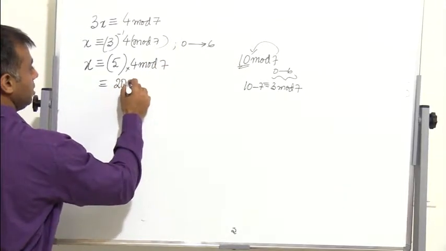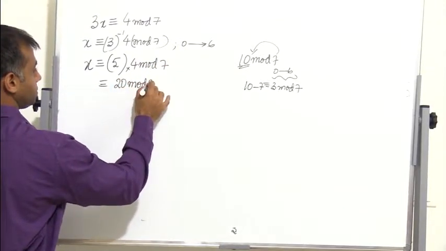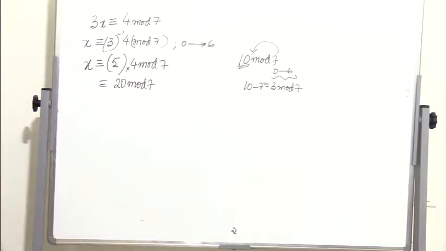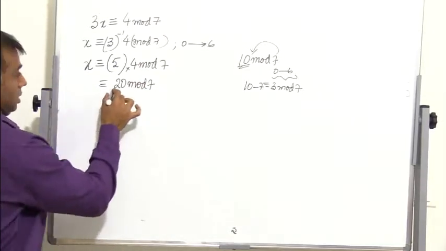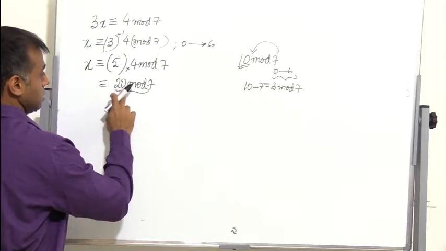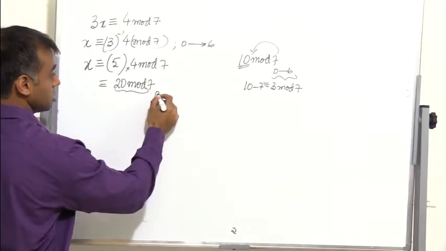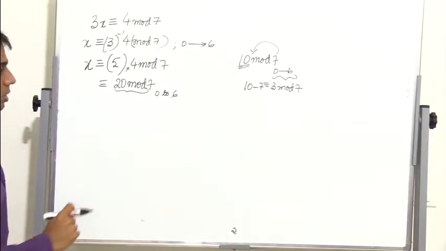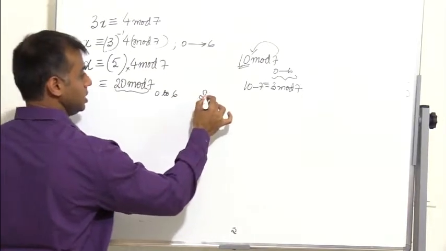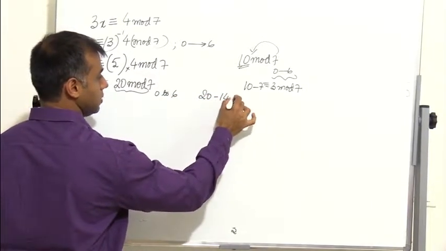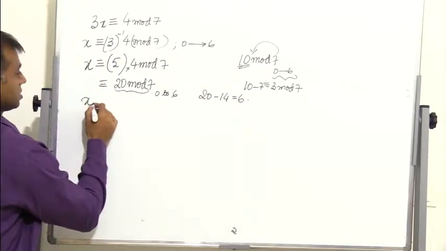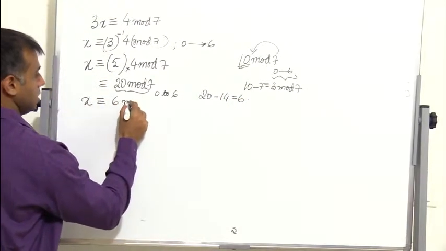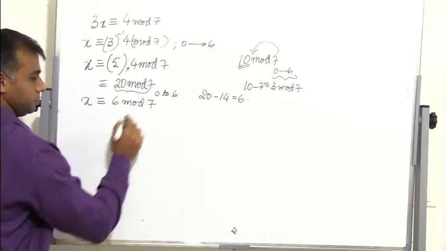So I have 20 mod 7. How do I get a value within the range 0 to 6? I subtract multiples of the mod value from 20. So 20 minus 14 gives me 6. So x is nothing but 6 mod 7.